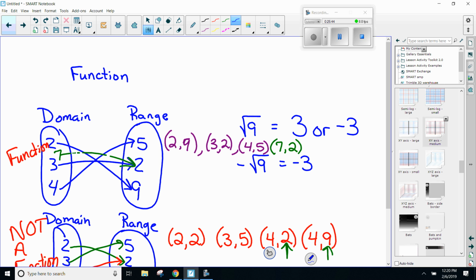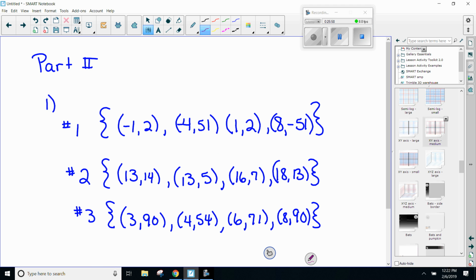Okay, so on your sheet, I'll give you 2 minutes. Can you answer 1 through 3 on part 2? Which ones are functions? Is 1 a function? Yes. Is 2 a function? Is 3 a function? Why is 2 not a function?